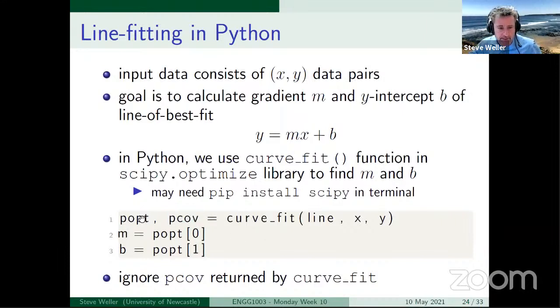What we do want, though, is popt, which is going to be an array. So the call to curve_fit is going to return to us an array. And the zeroth element of the array is going to be the gradient of the line of best fit. And the first element, or the oneth element, is going to be the offset. So this does exactly what we want. We pass into curve_fit two arrays, the coordinates of the red dots, the X and Y coordinates, as two single dimensional arrays. And what we get back is the gradient and the intercept of the line of best fit. It's really nice.